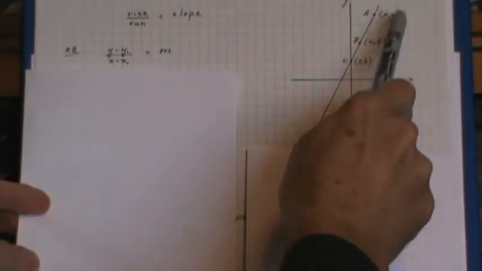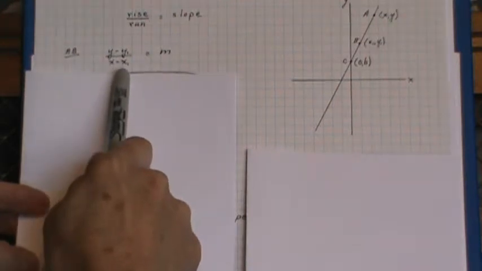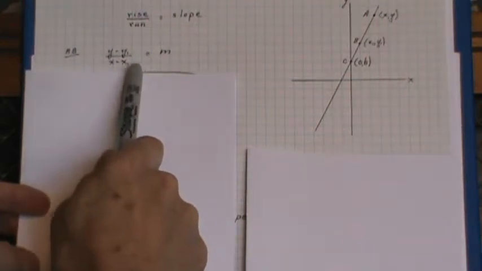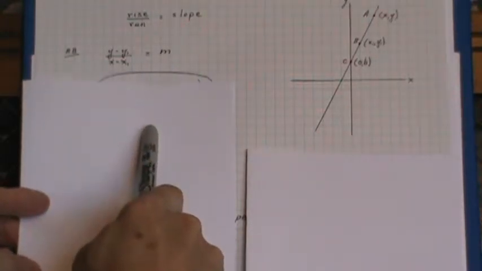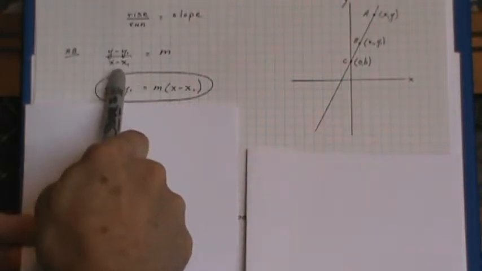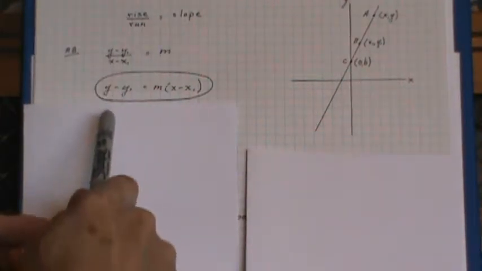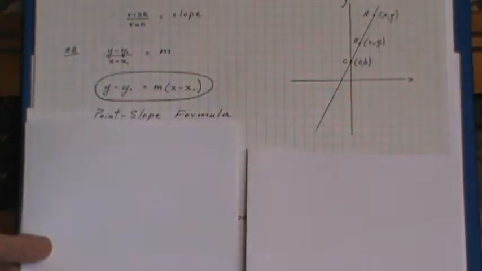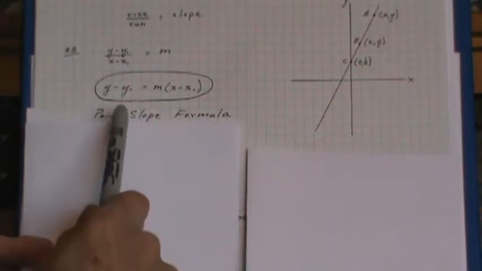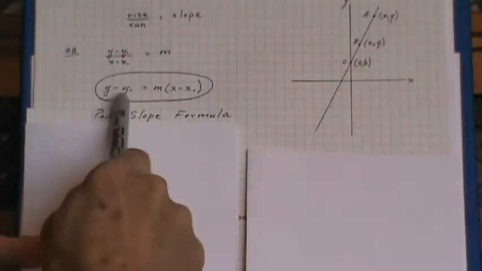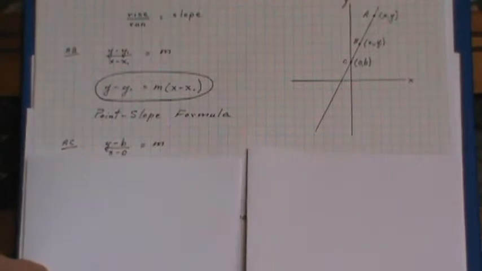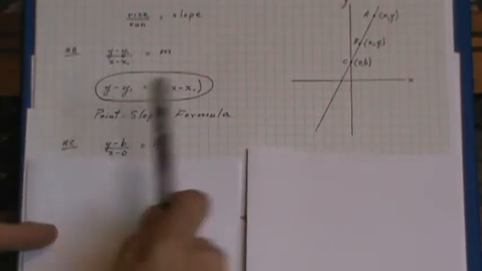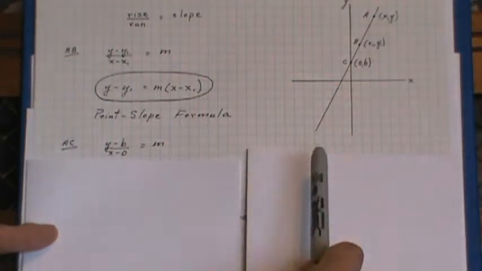So if I use the points A and B, y minus y1 is the change in the y over x minus x1, which is the change in the x. And I put that equal to m, which is the symbol that we generally use for slope. If I multiply both sides by x minus x1, sometimes called cross multiplying, I get this formula, which is referred to as the point slope formula. It's called the point slope formula because there's a place here, the x1, y1, for any point on the line, and m, the slope.